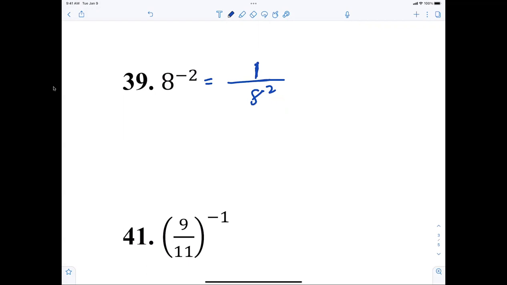If you want to write 1 over 64, that's not the intent of the lesson. It's your understanding of negative exponents. All right, so if you wrote 1 over 64, that's okay, but we're just doing the intent. All right, now here we go.